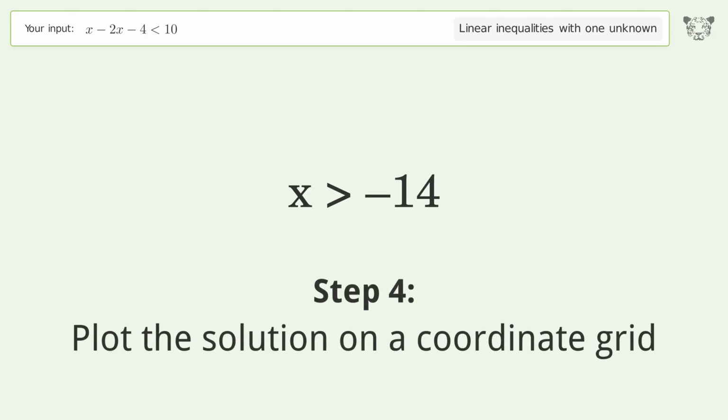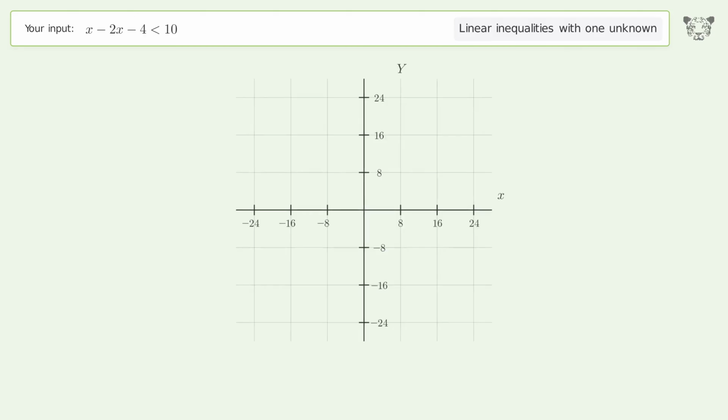Plot the solution on a coordinate grid. And so the final result is x greater than negative 14.